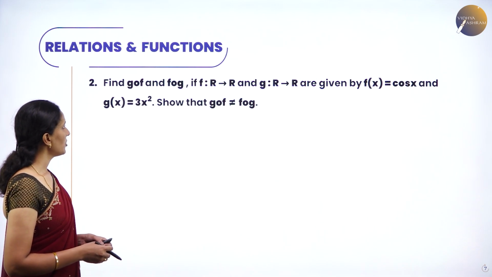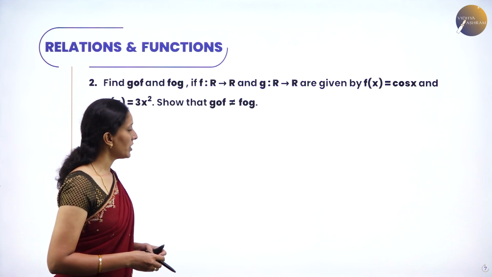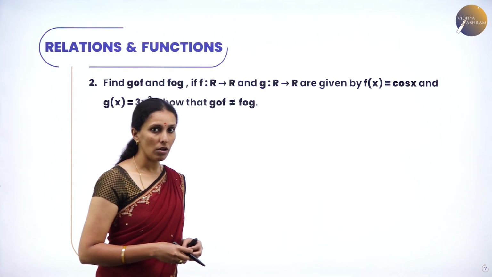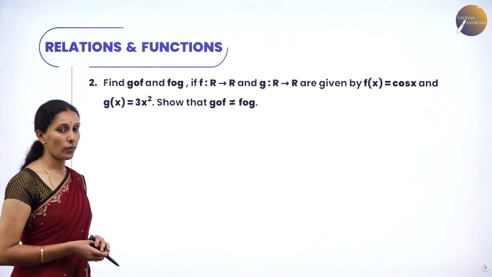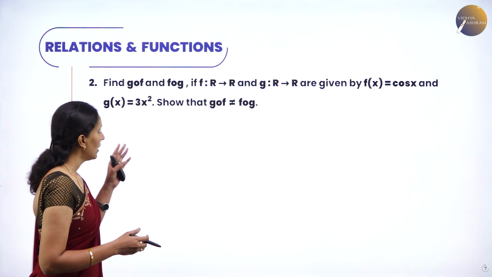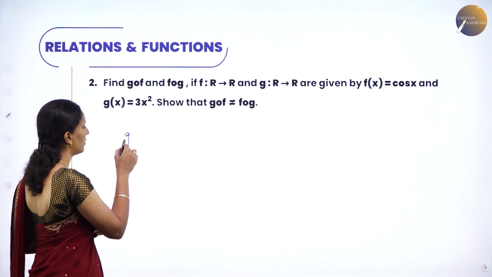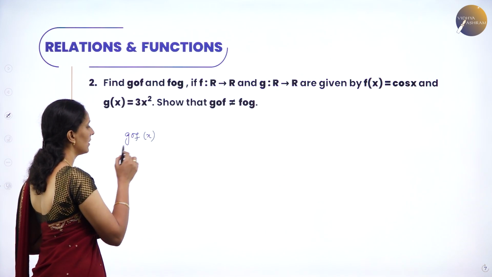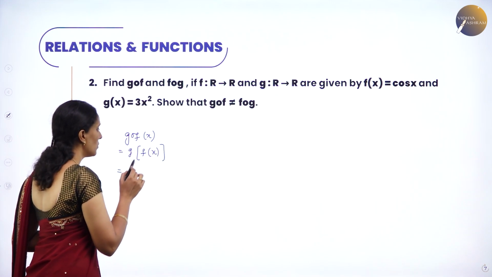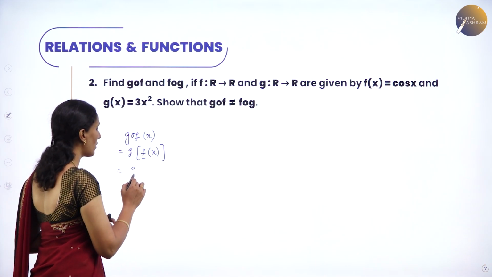Next one, find g naught f and f naught g. If f is a function from real numbers to real numbers and g is a function from real numbers to real numbers, given by f of x is equal to cos x and g of x is equal to 3x square. Show that g naught f is not equal to f naught g. So here, let us find out the first one, that is g naught f. So g naught f of x can be written as g of f of x. So what is f of x? F of x is cos x.